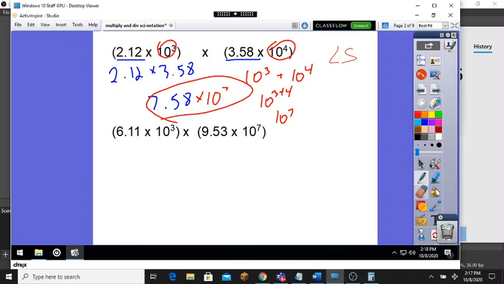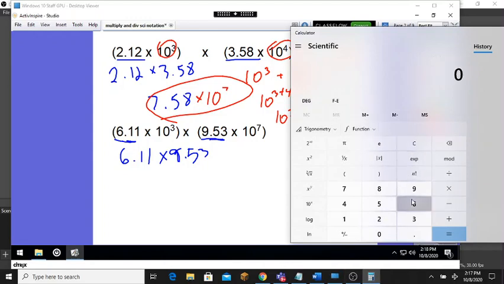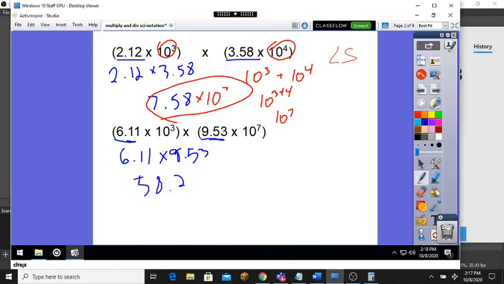I know this was a little fast for some of you, so let's do another example. Let's multiply 6.11 times 9.53. Trusty calculator, do your magic. 6.11 times 9.53 gets me 58.2. I'll just say 58.2. Times, now these guys right here, the exponents, 3 plus 7 is 10, times 10 to the 10.